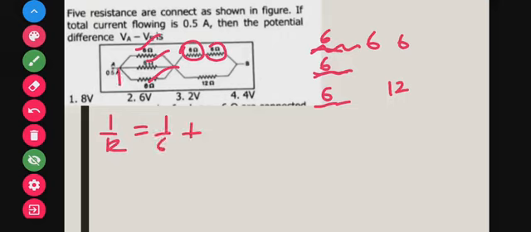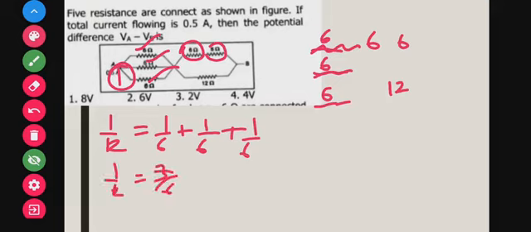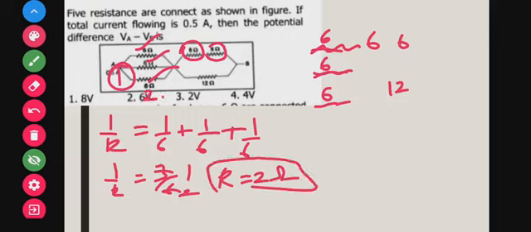Okay, so this is your first portion: 1 by 6 plus 1 by 6 plus 1 by 6. So you will be getting 3 by 6. 1 by r is equal to 3 by 6, which is nothing but 1 by 2. So here r is equal to 2 ohm. In the parallel resistance, it will be 2 ohm.